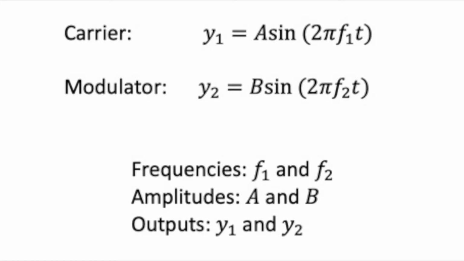Carrier, we will say, is y1 equal to a sine of 2 pi f1t. And for the modulator, we will write y2 equal to b sine of 2 pi f2t. These are both functions of t, standing for time, where f1 and f2 are the frequencies for the respective waves, a and b are the respective amplitudes, which means the highest output that can be reached, and the y's are the outputs at any point in time. The output for our purposes is voltage, which will also affect the volume of what we hear.